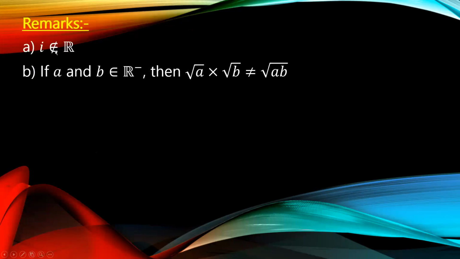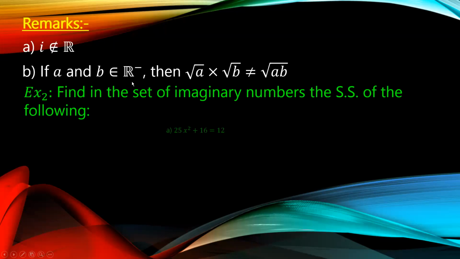Remark: i doesn't belong to R. R, the real numbers, consists of rational and irrational numbers, and i doesn't belong to R. Second remark: if a and b belong to R negative, then square root of a times square root of b doesn't equal square root of ab, because here a and b are negative.